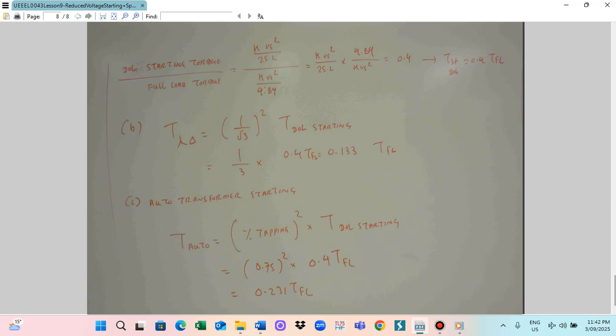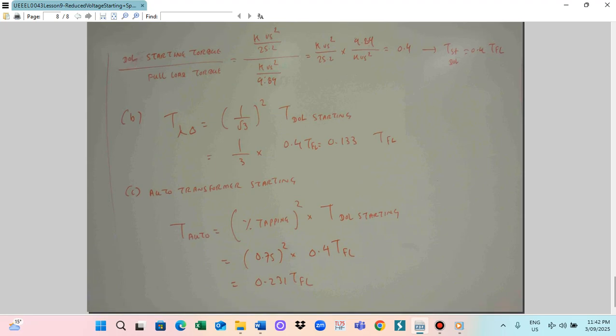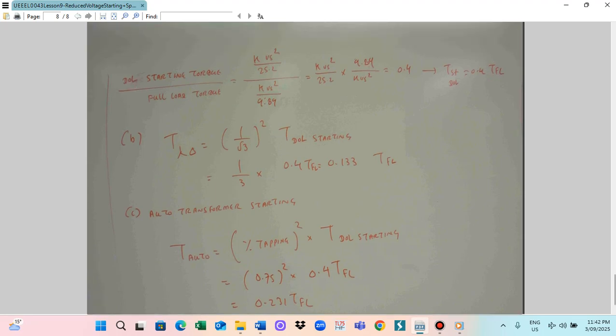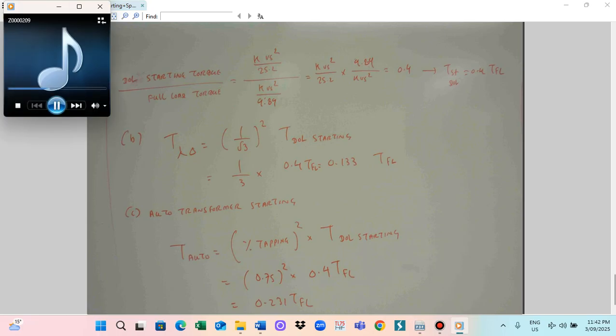Okay, this problem is a squirrel cage induction motor. Resistance and inductance are given, so we have to make the calculation. The ratio of the maximum torque to the full load torque is 2 to 1, so that the motor can be started by direct online starting and auto transformer starting. We have to determine the ratio of the starting torque to the full load torque.